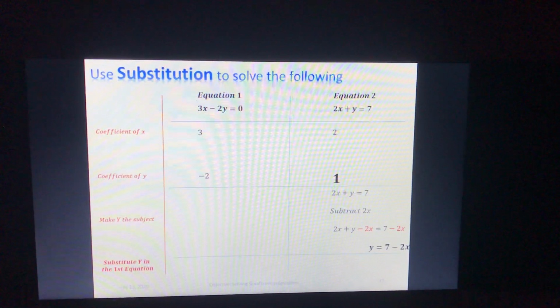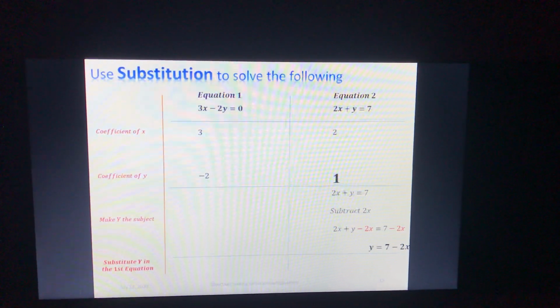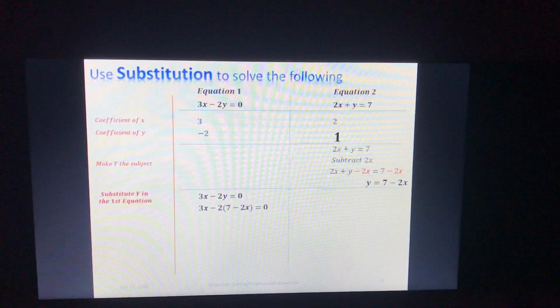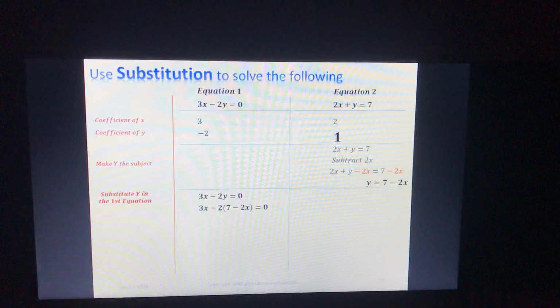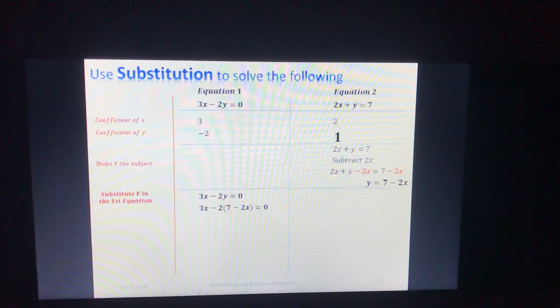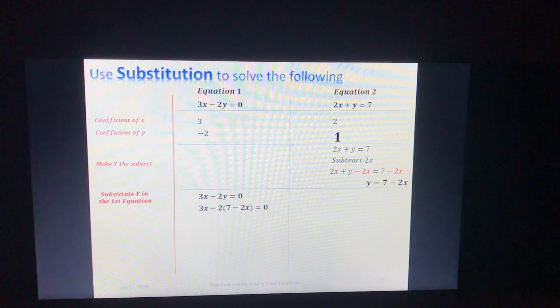Now, substitute y in the first equation. So we rewrote the second equation in terms of y. Now, substitute y in the first equation. So if y is equal to 7 minus 2x, then the first equation is 3x minus 2 times y, and we're going to place y in brackets because y is not given as a number. We did not find it as a number, we found it as an expression. So that's why it must be placed inside brackets.